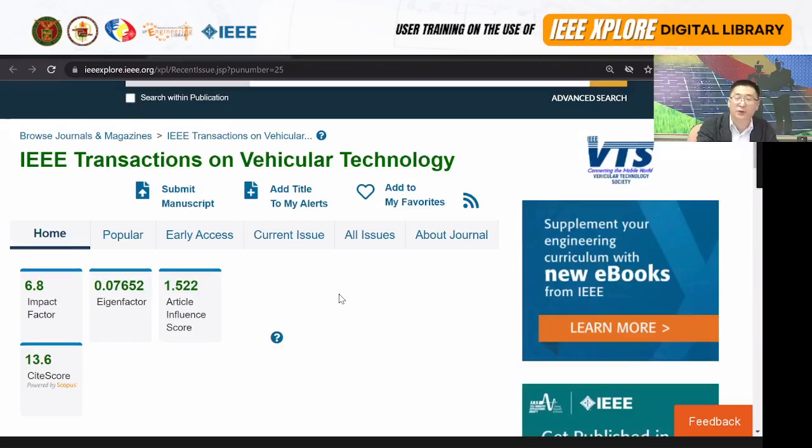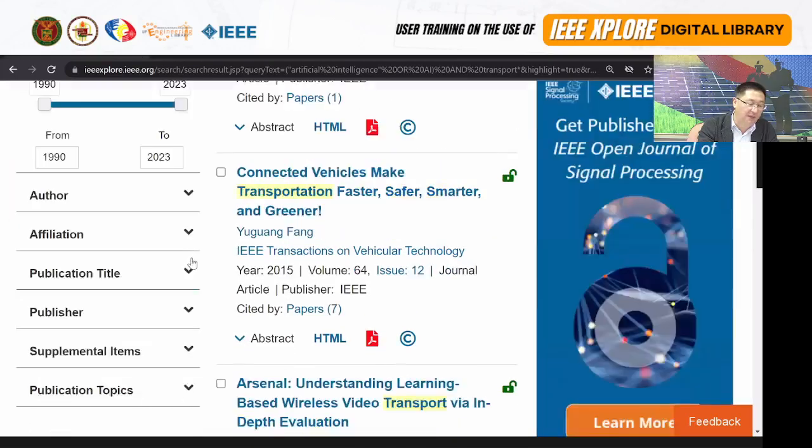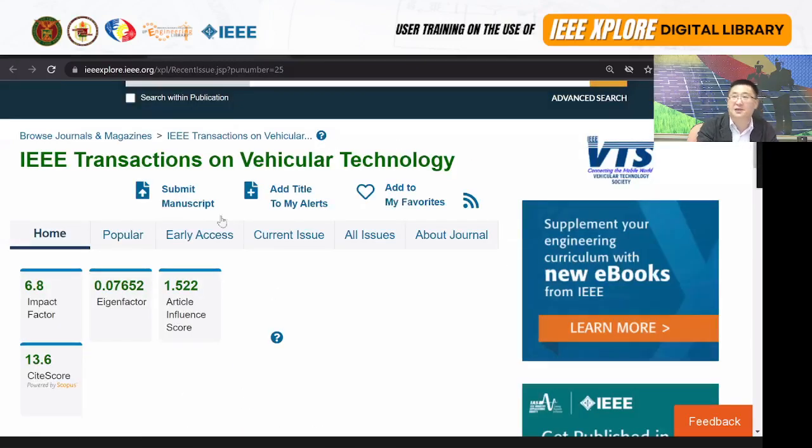All you need to do is identify the journal, as what we have done during the lives. During the search here, look for publication titles. These are all your potential choices. And once you identify one of the journals, go to the journal homepage, submit the manuscript.